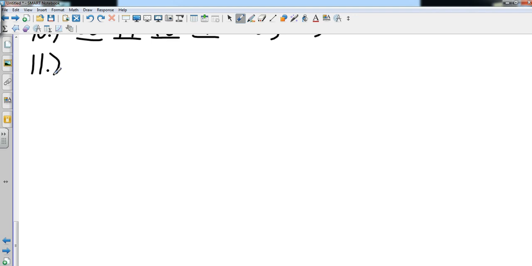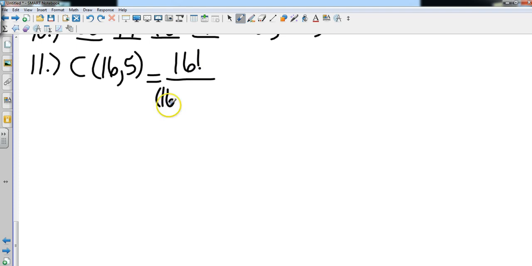Number 11, science class must choose 5 out of 16 science projects to advance in the county competition. Okay, in this one, order doesn't matter. This is a combination because we can select any of the 5. It doesn't make a difference which 5 we select. So this is a combination of 16 and 5. Okay, this gets a little bit crazy, so I'm just going to go right to it. On the top, I'm going to have 16 factorial.